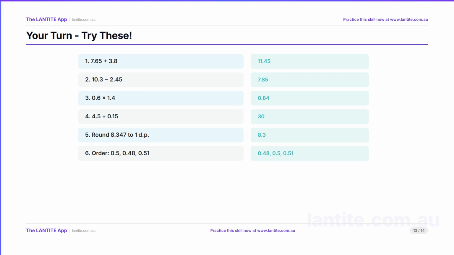Problem 5. Round 8.347 to 1 decimal place. Problem 6. Order these from smallest to largest: 0.5, 0.48, and 0.51. Check your answers on screen when you're ready.